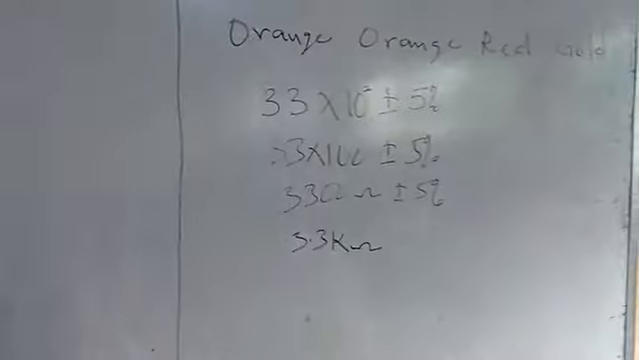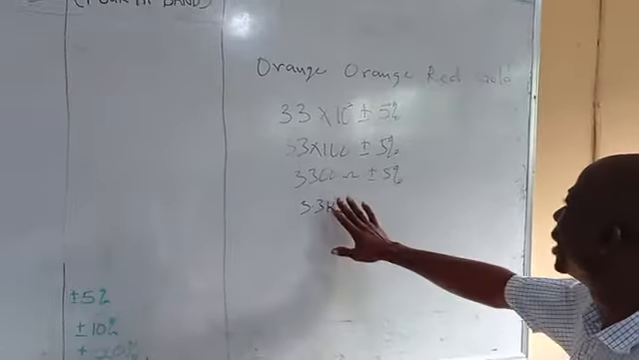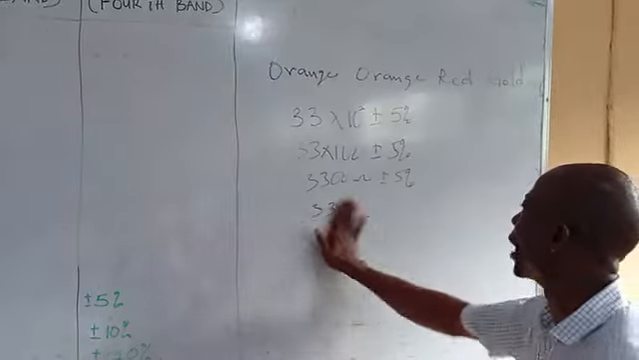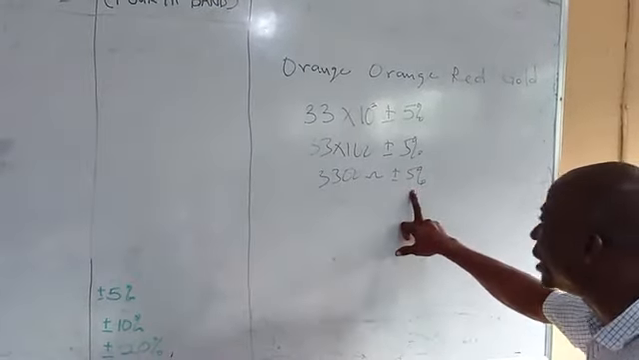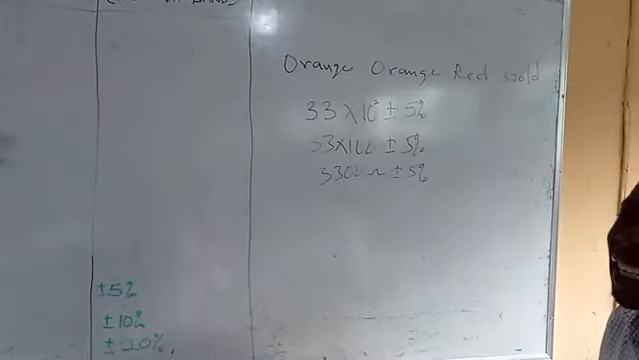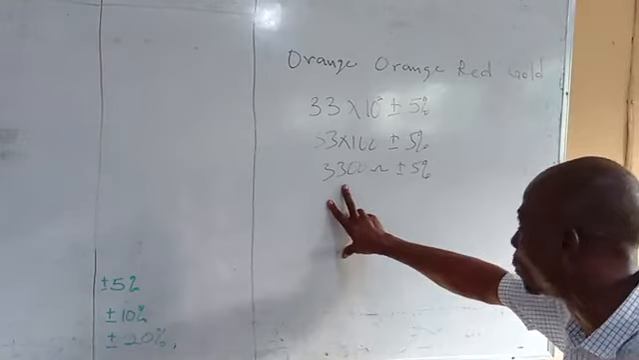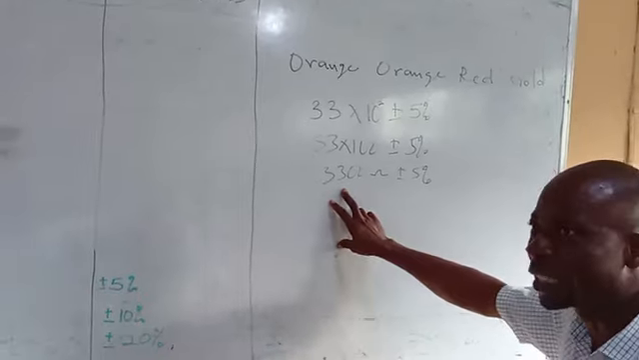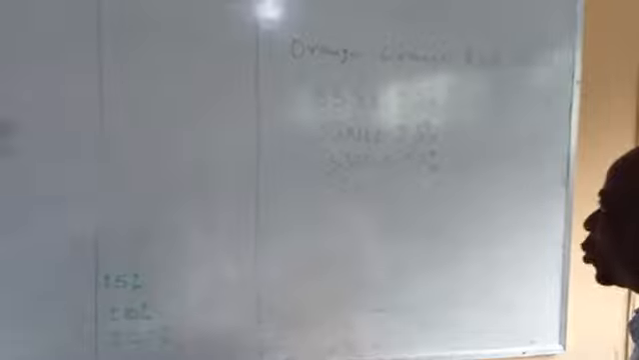Now, let's talk about tolerance. When we say tolerance, we know that the value of this resistor is 3,300. Tolerance means the range in which that resistor can perform, the range of values for which we can still use this resistor. That's what tolerance means.